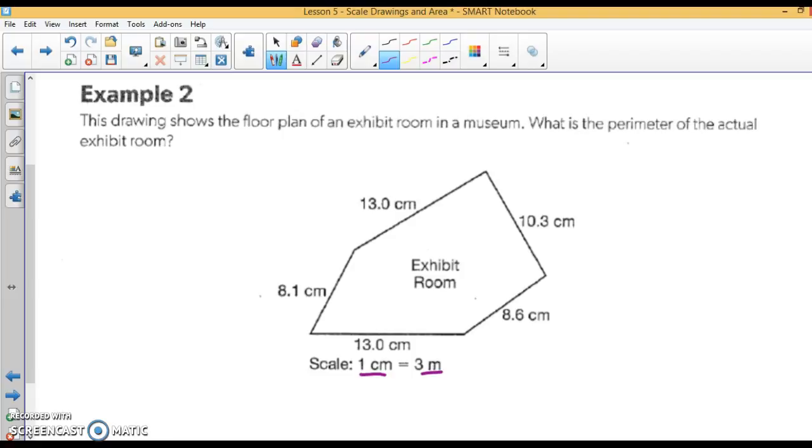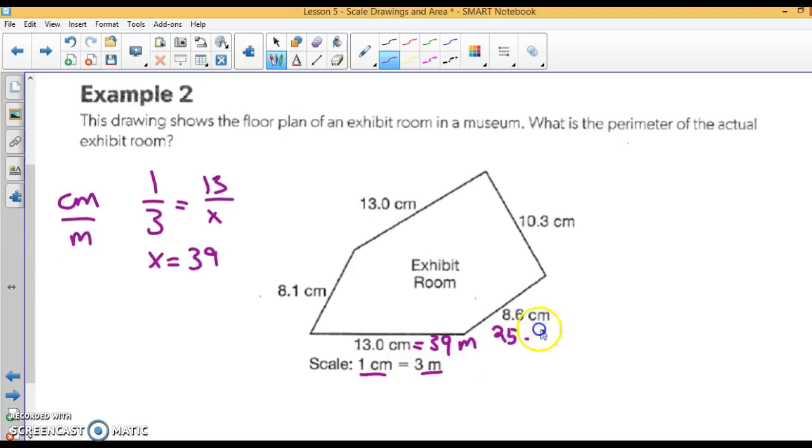So, if I do a proportion, pretend you don't know if you're going to multiply or divide. Let's set up a proportion. Centimeters to meters. So, 1 to 3 is the same as, let's do this one, it's centimeters, so 13 to x. Cross multiply, I'll have x is 39. Basically, I'm going to need to multiply every one of these by 3. And I figured that out by setting up our proportion. So, this is going to be 39 meters. If I multiply this by 3, I get 25.8 meters. If I multiply this by 3, I get 39.